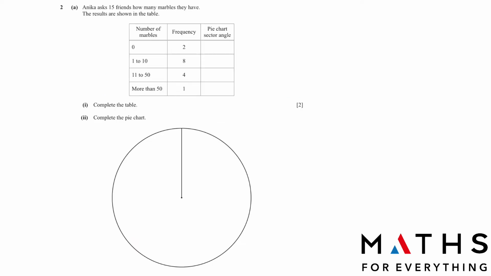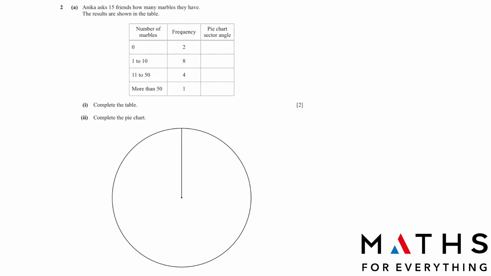Question number 2A. Anika asks 15 friends how many marbles they have. The results are shown in the table. The number of marbles are given, the frequency is given, and we have to find the pie chart sector angle.